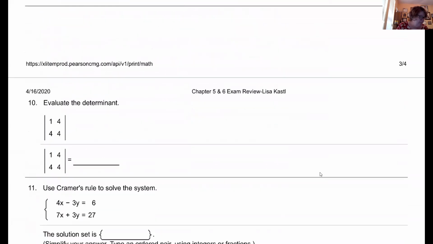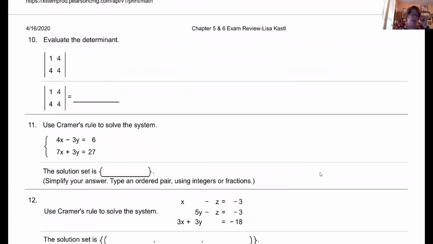Problem 10. Find the determinant of a 2 by 2. Gosh, for me, this is just as easy to do by hand than taking a calculator out. To find the determinant of a 2 by 2 matrix, you multiply the main diagonal. So you multiply 1 times 4. Then you subtract from it the product of the other diagonal, which would be 4 times 4. So you just need to make sure that you subtract.